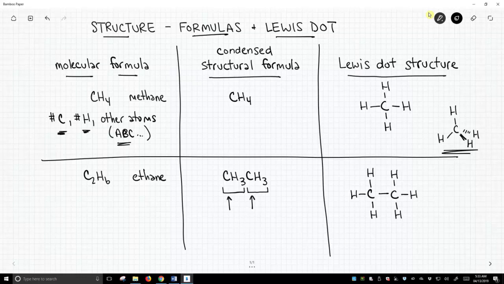Again, there's no 3-dimensional structure to this, but this is a flat representation. We know exactly how each atom is bonded to another. So these are 2 really simple molecules, methane and ethane. We've shown them 3 ways: as a molecular formula, as a condensed structural formula, and then as a more pictorial Lewis dot structure. And these convey different levels of information that are useful for indicating how your structure is assembled.